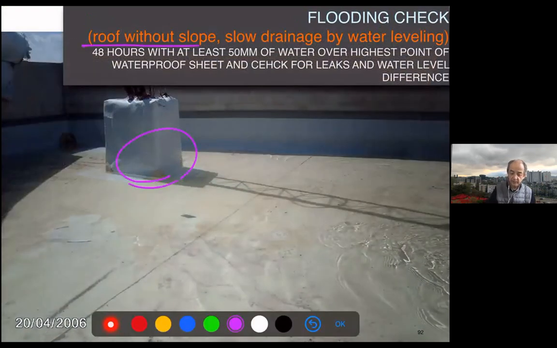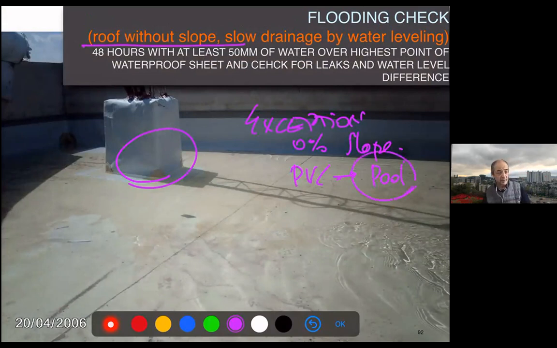This is a case of roof with a slope. So this is the exception we saw, that exception of 0% slope. This is a PVC. This is the same as a swimming pool. This is the same material, not the most expensive, but some swimming pools use this material, or tanks also. If the PVC is of good quality and is well done, may last for a long time. And here you have to do also the same kind of waterproofing test.